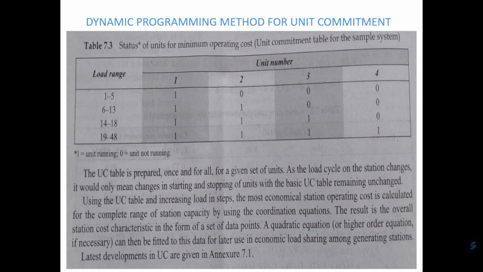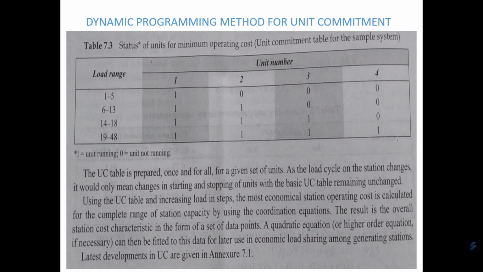Okay, now here this unit commitment table is shown for the load sharing from 1 to 5 megawatt, 6 to 13 megawatt, 14 to 18 megawatt, 19 to 48 megawatt. When a load of 1 to 5 is available, at that time only the first generator will share the load.